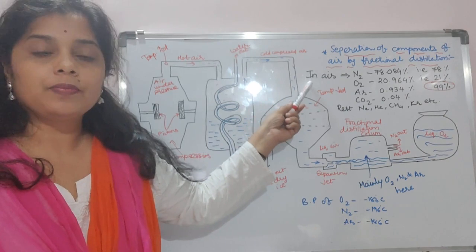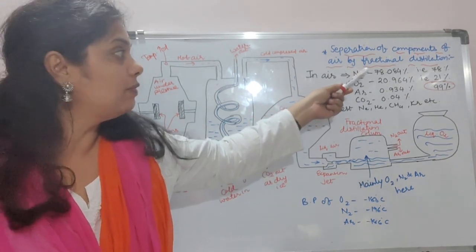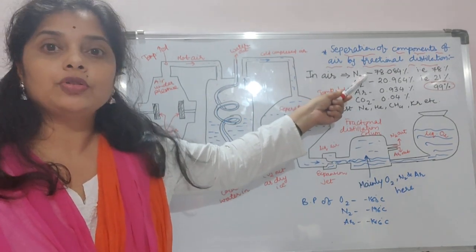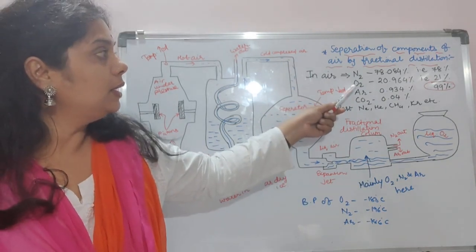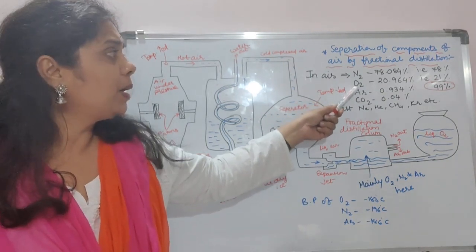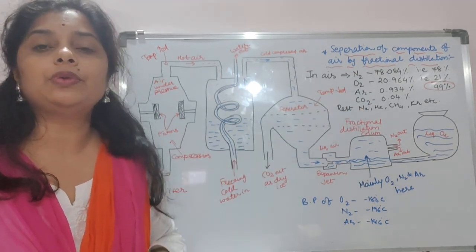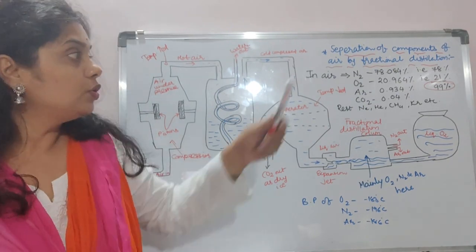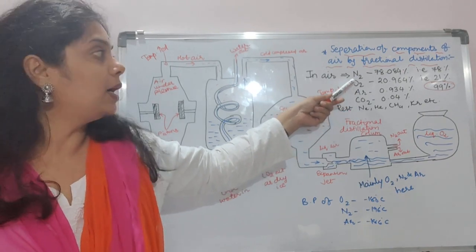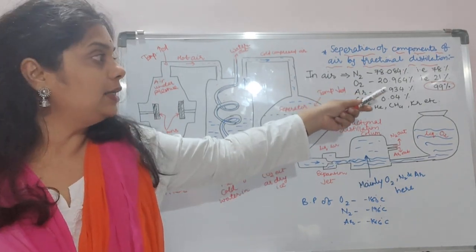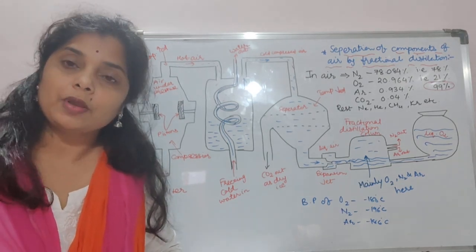As you know, in air, the quantity of nitrogen is highest. It is 78.084 percent. Approximately, we write 78%. In air, the part of oxygen is 20.964 percent, so approximately we write 21 percent. So you can see that most of the portion of air is covered by nitrogen and oxygen, 99% out of 100.